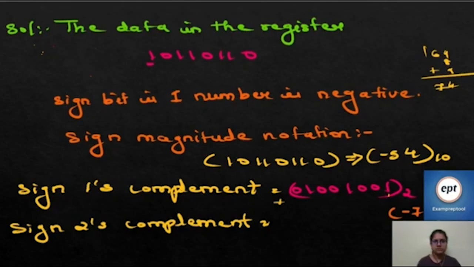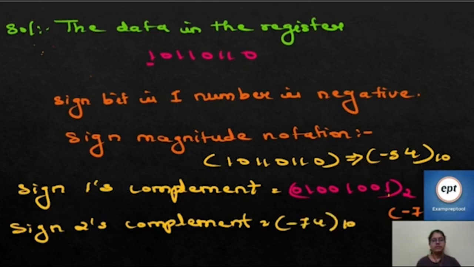Okay, so you all know this, that in 2's complement we just do plus 1 to this. It will be 0 plus 1. So the number will change like this and the sum will be 74. But the first digit is negative, so that's why we will say that it is minus 74 in decimal equivalent. Okay, so this is the solution we got.